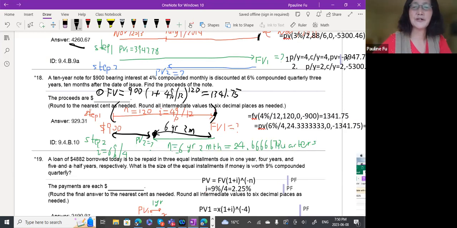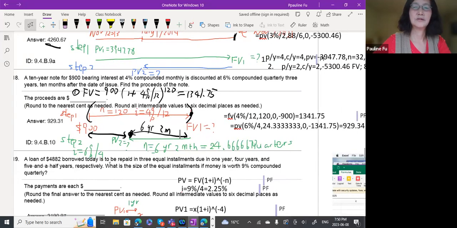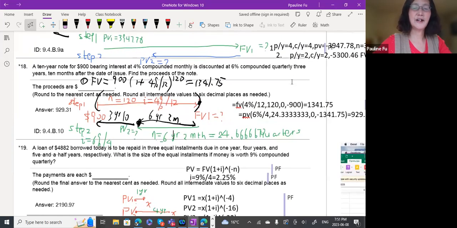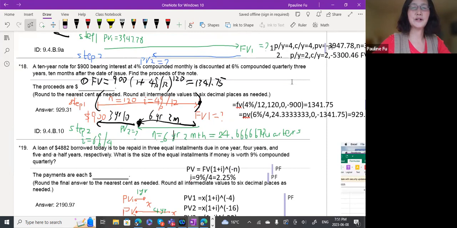So 1 quarter has 3 months. Hold on, 3 years, 10 months. This from here, 3 years, 10 months. And then 6 years, 2 months. Yes. Okay. And then we need to convert 6 years, 2 months is how many quarters? So 6 years is 24 quarters. 2 months is 0.3333 quarter.